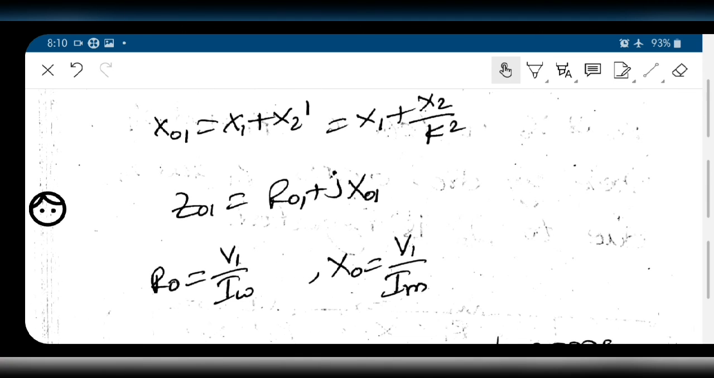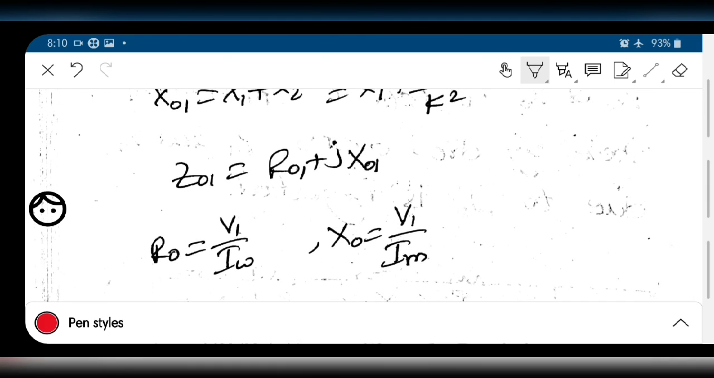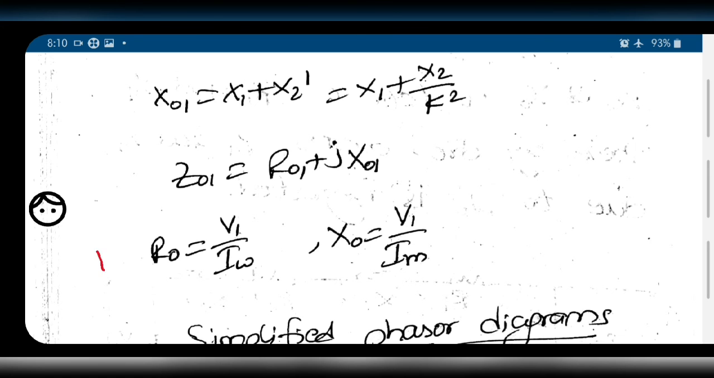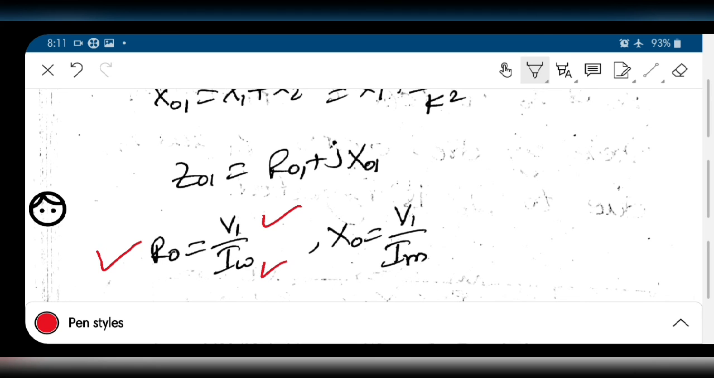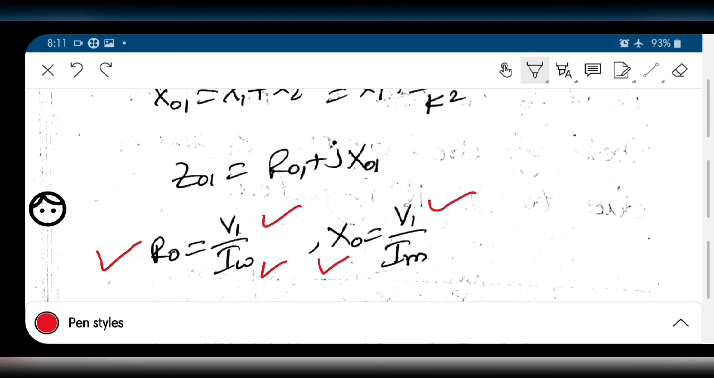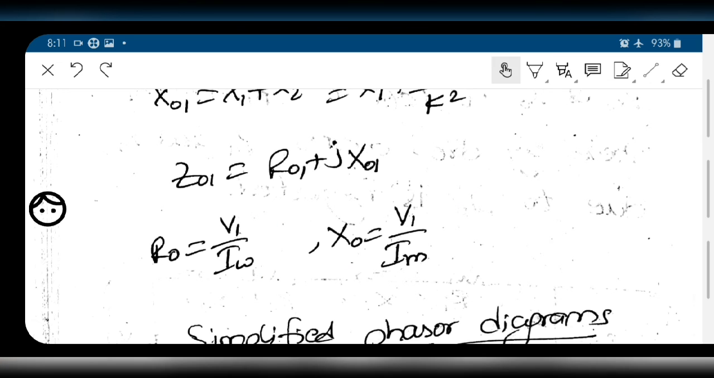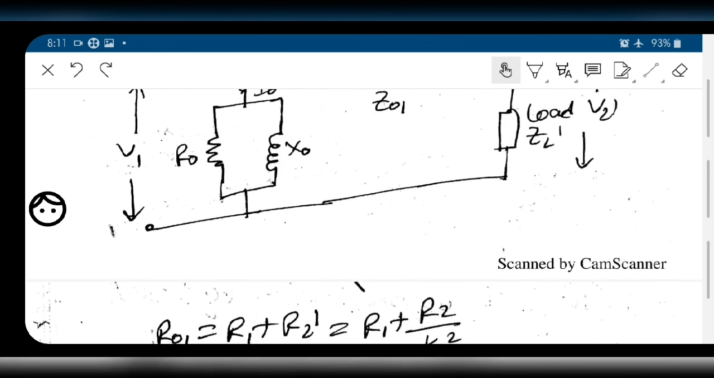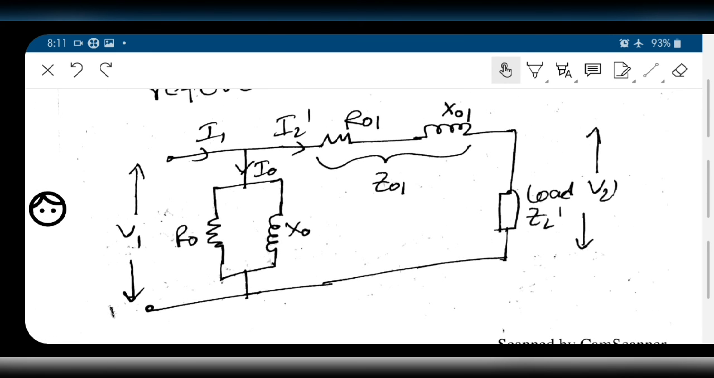Similarly you can write the other two expressions, for the excitation branch or no load branch parameters. R0 is equal to V1 by IW. IW is called the working component of no load current, which supplies the core losses that occur in the transformer. And X0 is equal to V1 by IM. IM is called the magnetizing component, which sustains the flux in the transformer core. So this is the approximate equivalent circuit of transformer referred to primary.